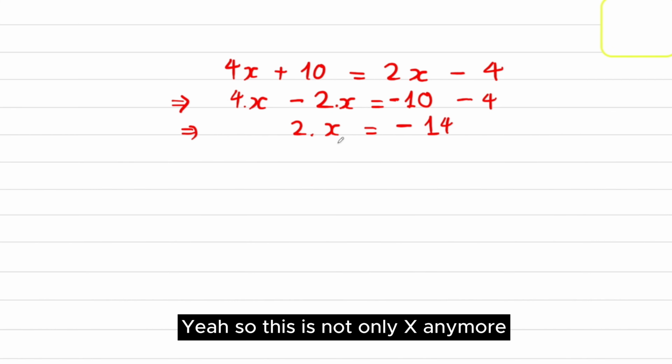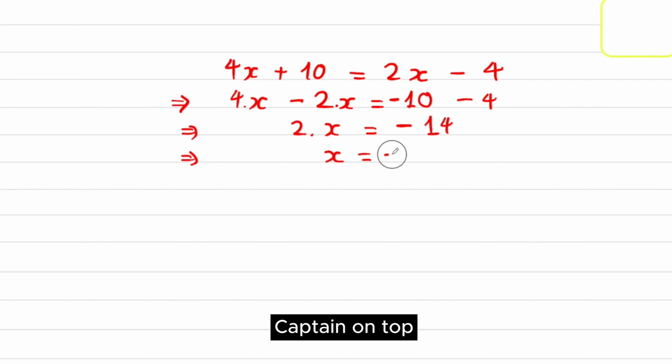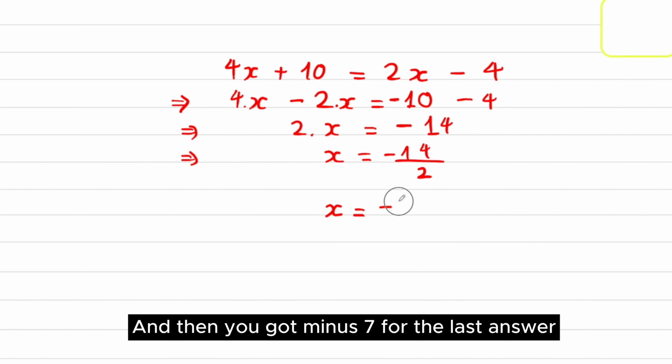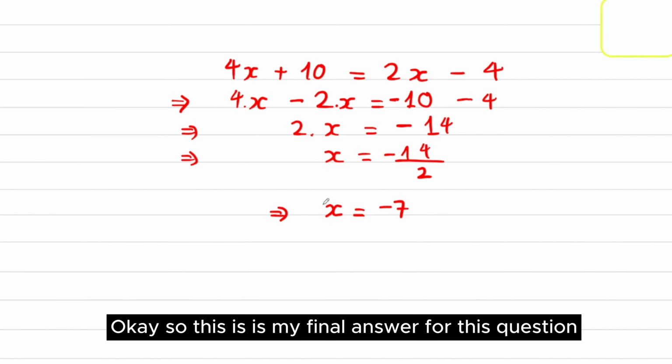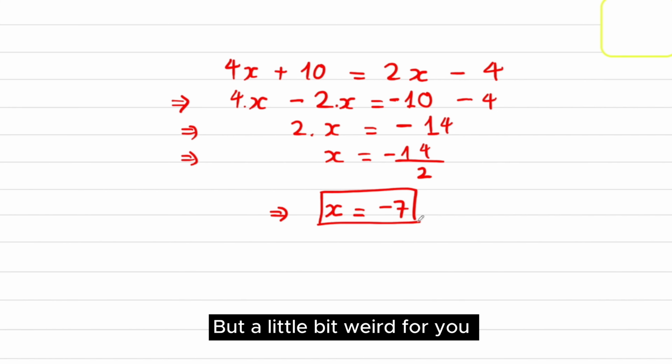So this is not only h anymore, you have 2h on this side and you want to find the value of h, so apply the cross multiplication method. So minus 14 stands alone, so this goes on top. The other number will be the denominator, and then you get minus 7 for the last answer. Okay, so this is my final answer for this question. So you can see it's not too difficult but a little bit weird for you, and you have to know how to simplify the expression first.